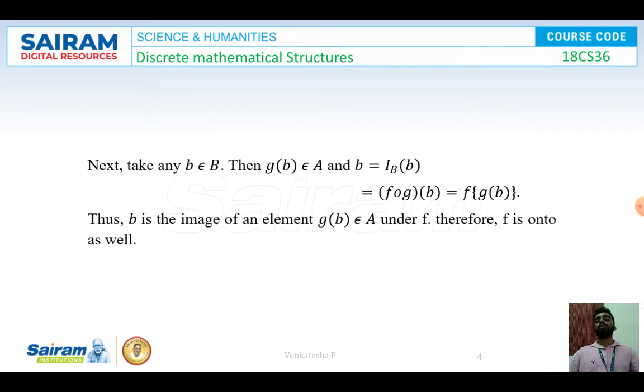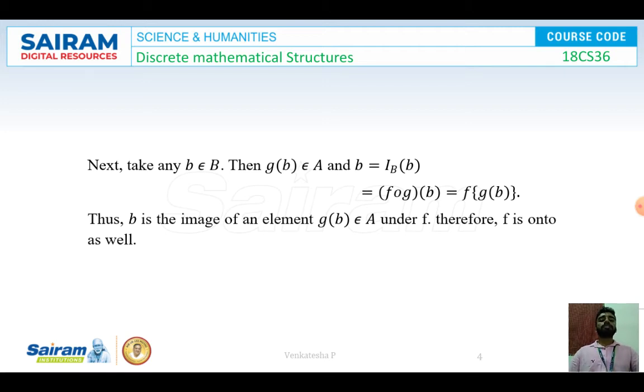So now I must prove f is an onto function. To prove f is an onto function, I'll be taking an element b from the non-empty set B. Then g of b must be in A, right? So if I choose b from the set B, I'll be getting g of b from the set A. So then b will be equal to what? IB of b. So I can write b is equal to IB of b.